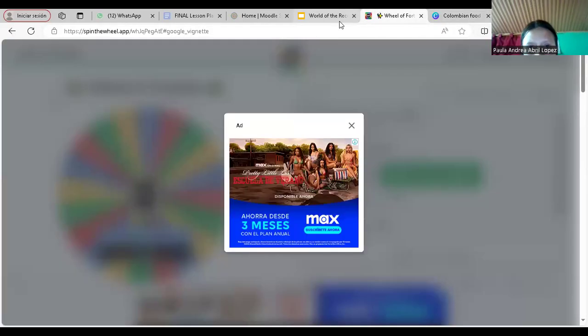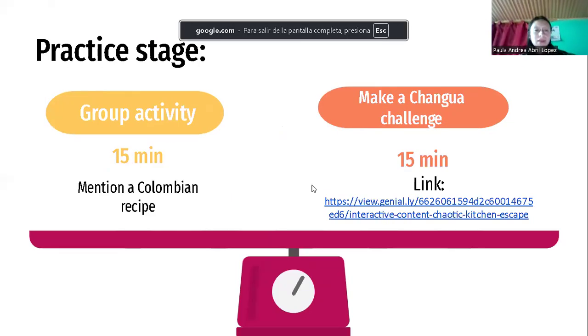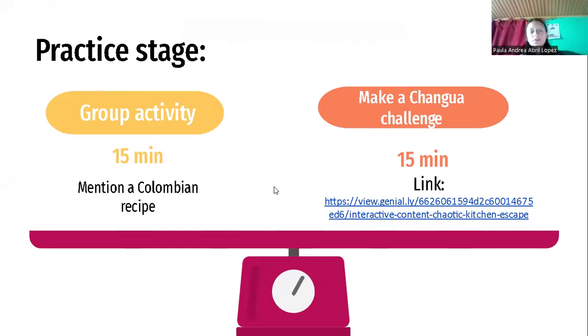And well, after this stage comes the practice stage, where you work on two activities. The first is an activity in group, and it has to last 50 minutes.